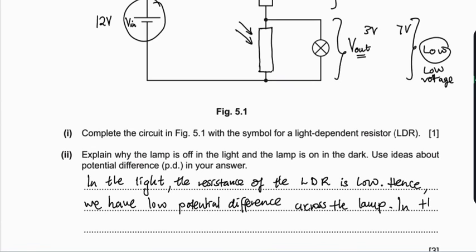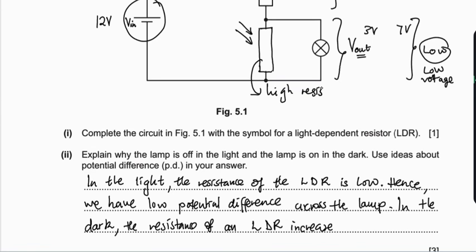Then in the dark, the resistance of an LDR increases. It's high this time around. So once we have high resistance here, the high resistance implies that the potential difference across the region is going to increase. And once it increases, it means it's now good enough to power the lamp.